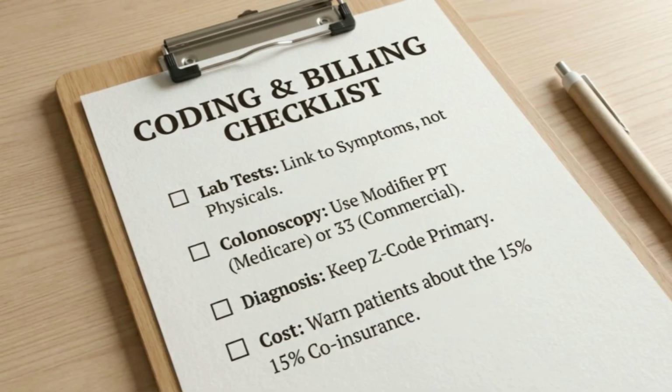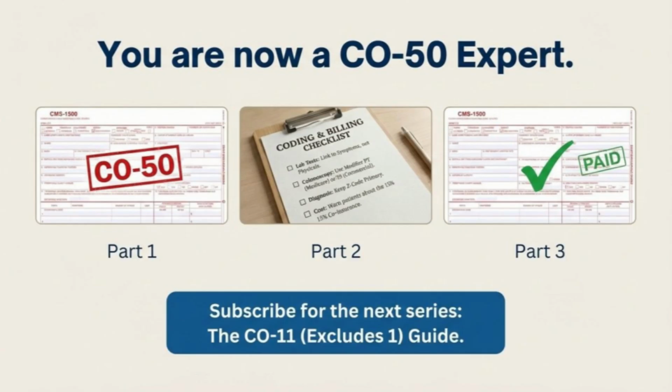So, let's recap part 3. First, never link a diagnostic lab, like vitamin D, to a Z code unless you want a denial. Find the symptom. Second, if a screening turns into a surgery, use modifier PT or 33. Third, keep the screening Z code in the primary position. You have now survived the CO-50 Masterclass. We covered non-covered services, linkage errors, and the preventive trap. If you apply these rules, you will recover thousands of dollars in revenue this month alone.